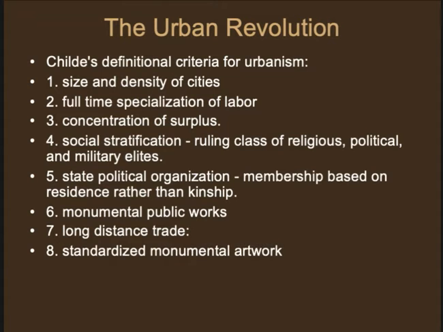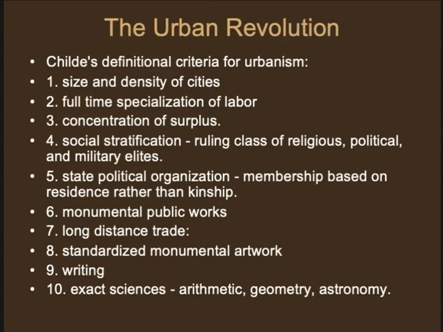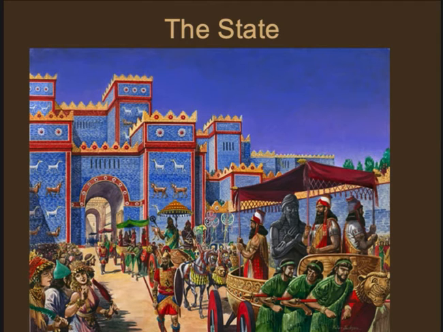monumental artwork, writing doesn't exist in every civilization, but it does develop in Mesopotamia, as we'll see. And then eventually sciences like arithmetic, geometry, astronomy, right? So state societies are typically highly centralized. And there's political centralization. More people have more power, or a fewer number of people have a greater amount of power. There's also stratification. And in general, states have a monopoly of force, right?